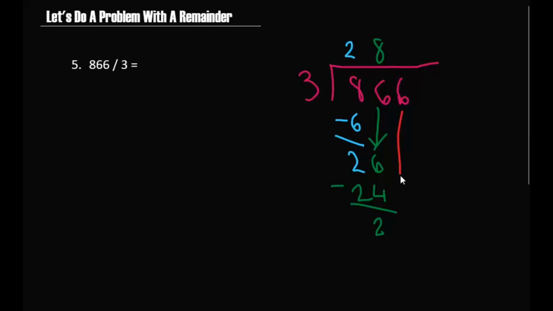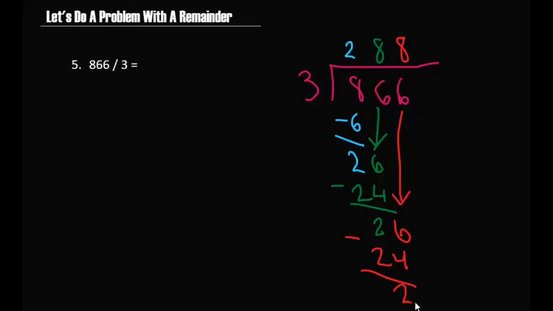Now we're going to bring down the 6. Now our number is once again 26. 3 can go into 26 8 times. So we're going to write an 8 up here. And we're going to subtract, 3 times 8 is 24. So we're going to subtract 24 from 26. 26 minus 24 is equal to 2.